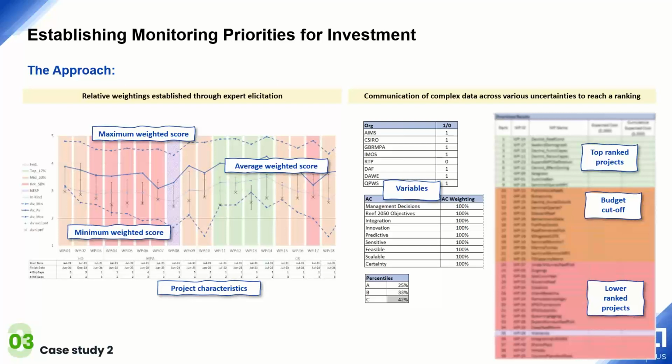With this one, there were over 40 different projects under consideration, and the budget was quite limited. By looking at various different variables about weightings of the criteria and which organisations were involved, we were able to identify which projects ranked at the top, which were below the budget cutoff, which ones were a bit lower ranked, and which ones consistently floated to the top.